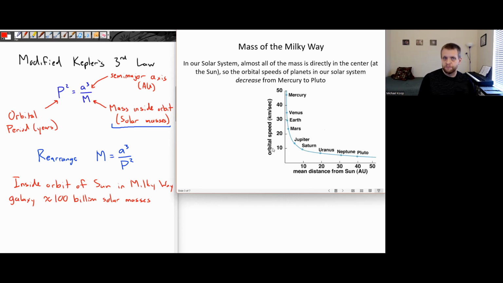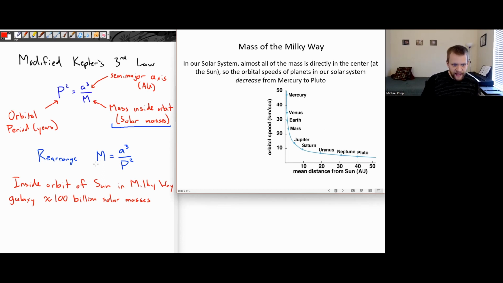So let's look at some possibilities for what these mass distributions might look like. When we use our solar system as a comparison point, we know that the vast majority of the mass of the solar system is just the sun. So basically, all of the mass of our solar system is right at the center of our solar system. Our sun is 99.8% of the mass of the solar system.